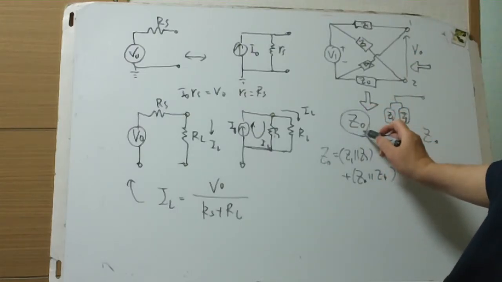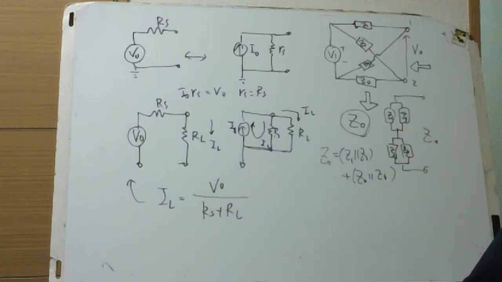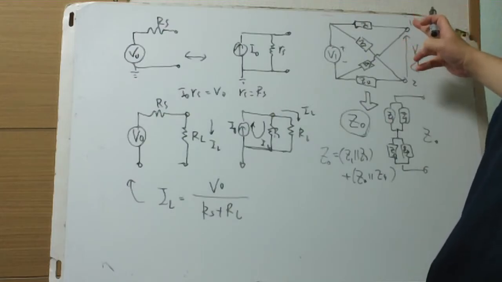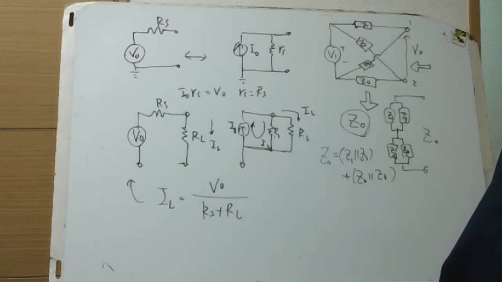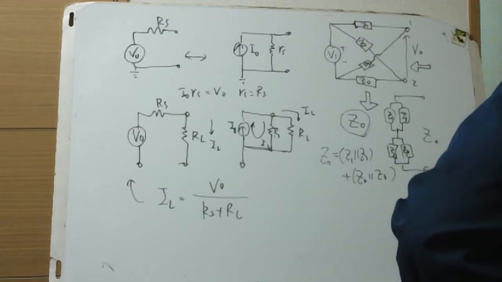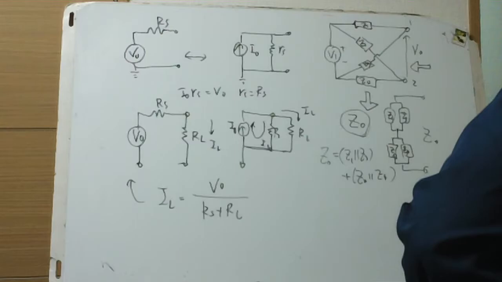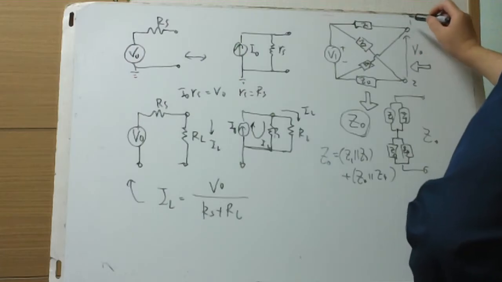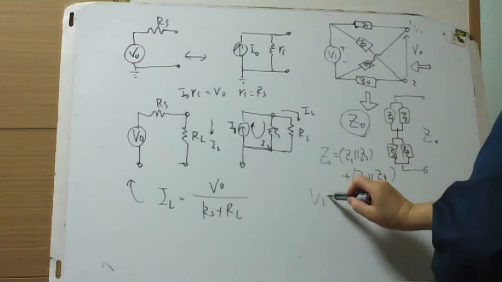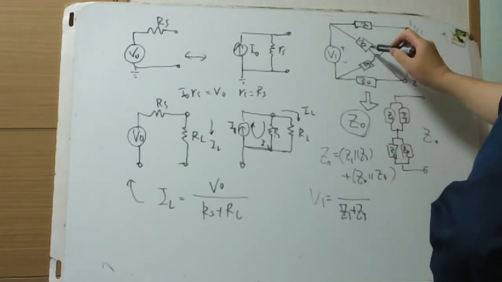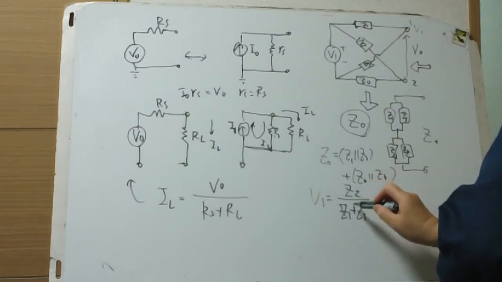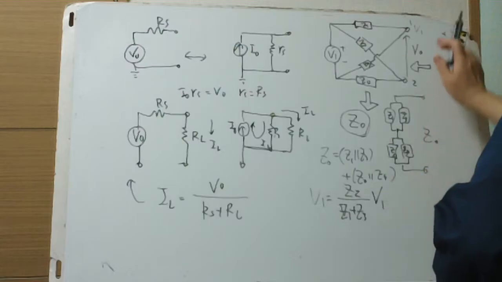And with this, we need one more parameter, which is the open voltage between 1 and 2. And between 1 and 2, what kind of voltage do we have there? VA equals Z3 over Z1 plus Z3 times V1.